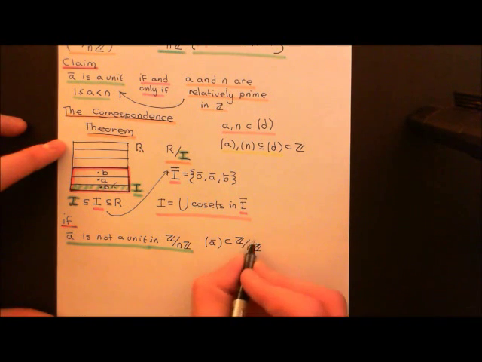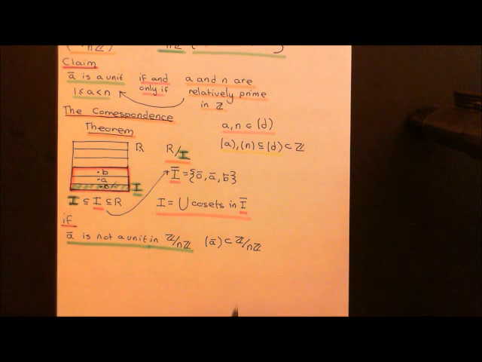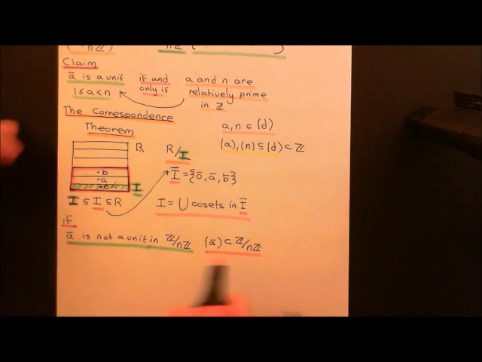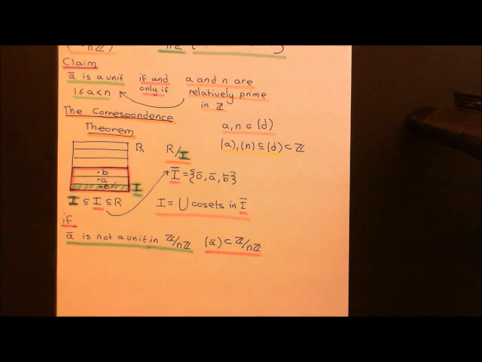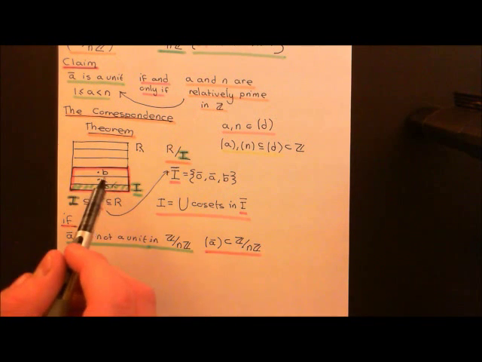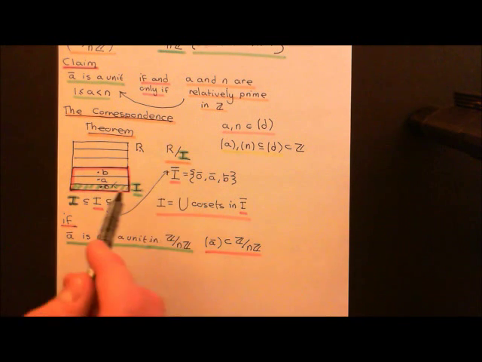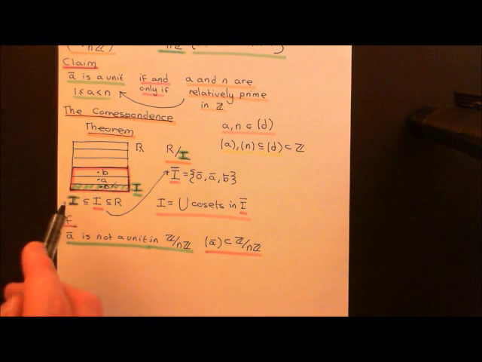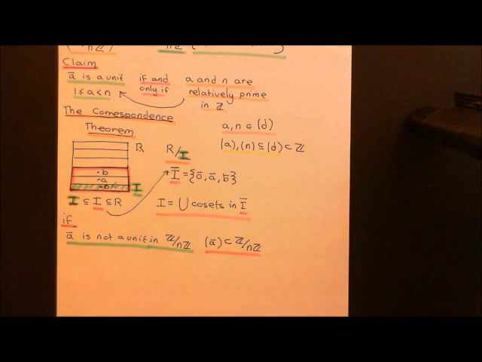If it was the unit ideal, if it was the entire Z mod NZ, that would imply that A bar was a unit. Okay, so A bar generates a proper ideal. It's properly contained within Z mod NZ. Okay, by the correspondence theorem then, that means that there is a proper ideal of the initial ring capital R that completely contains the quotient ideal that you used.